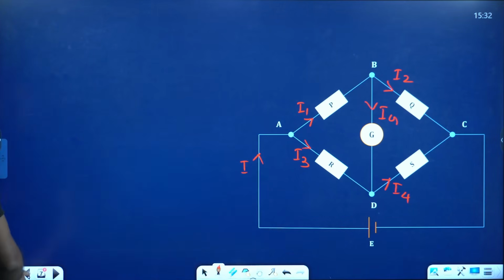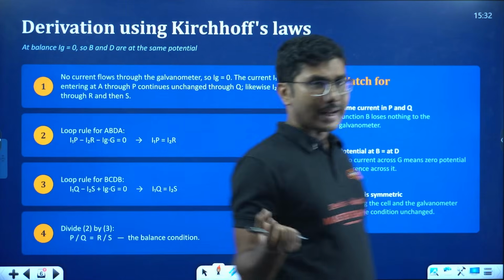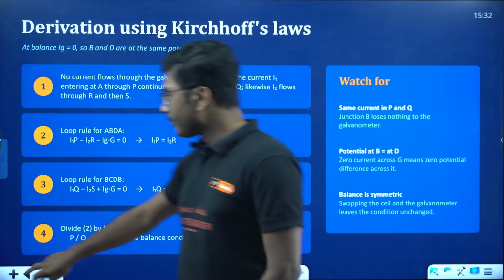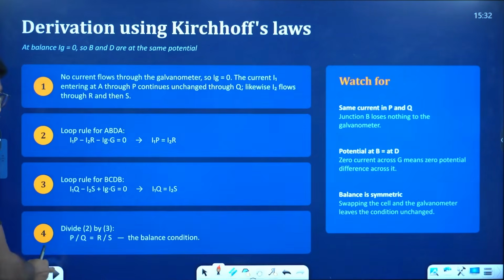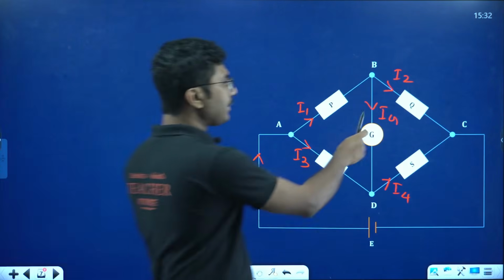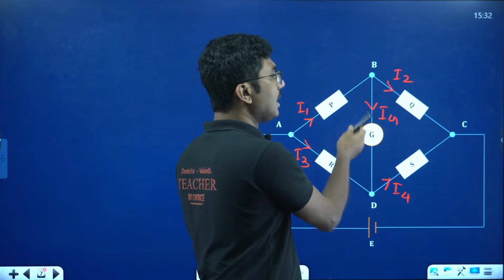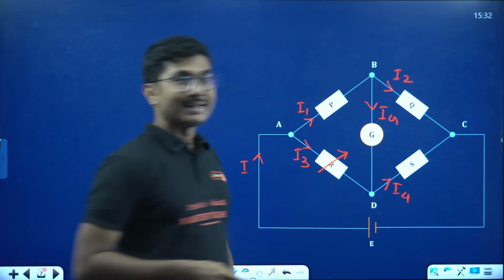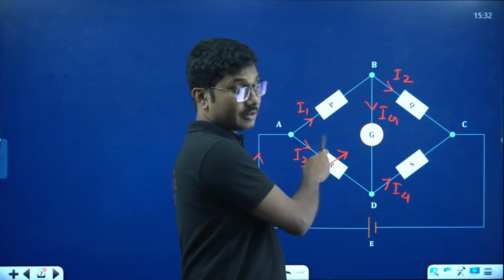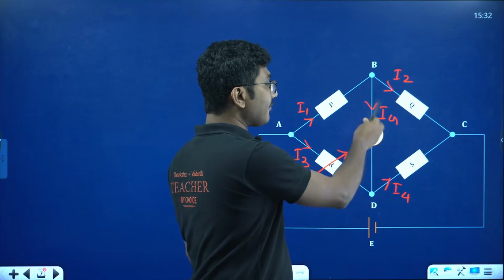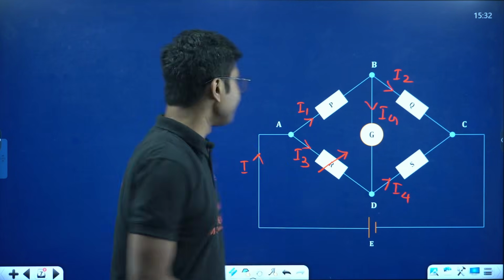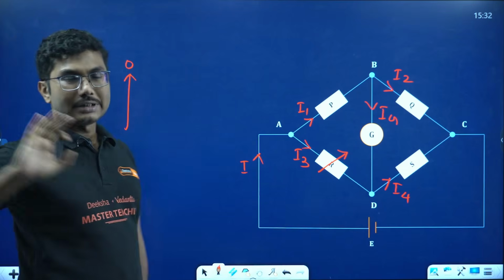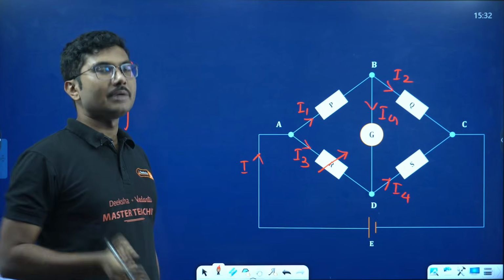Now the next part: no current flows through the galvanometer when the bridge is balanced. If the bridge is not balanced, the galvanometer will show some deflection, stating that the current is not 0. Your one and only purpose is to vary this variable resistance so that the galvanometer current becomes 0. When the needle of the galvanometer shows 0, no current is passing through it, which means the bridge is balanced.